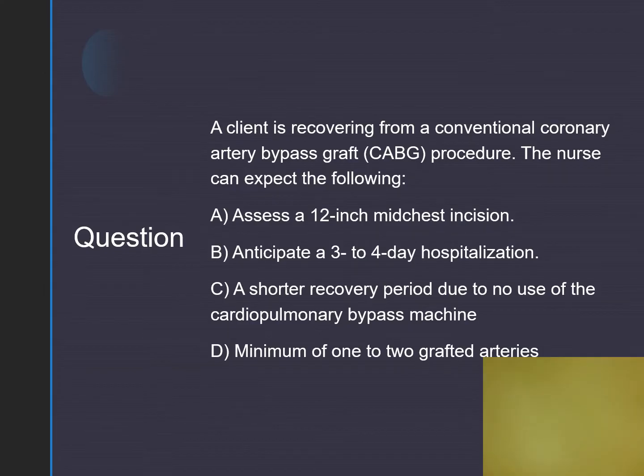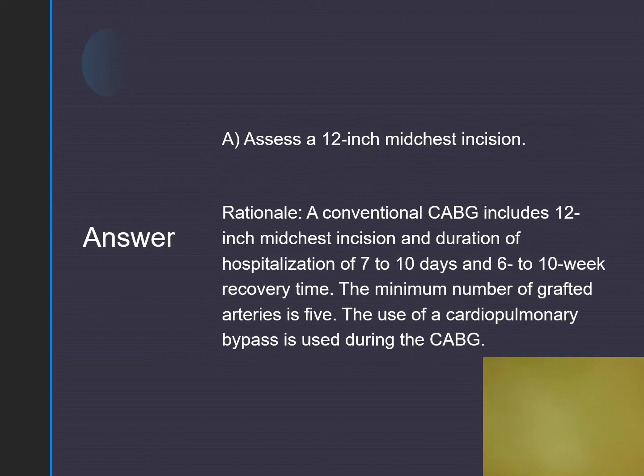So a client is recovering from a conventional coronary artery bypass graft, or a CABG procedure. The nurse can expect what? These clients are going to have that 12-inch mid-chest incision, that incision that runs down the sternum.